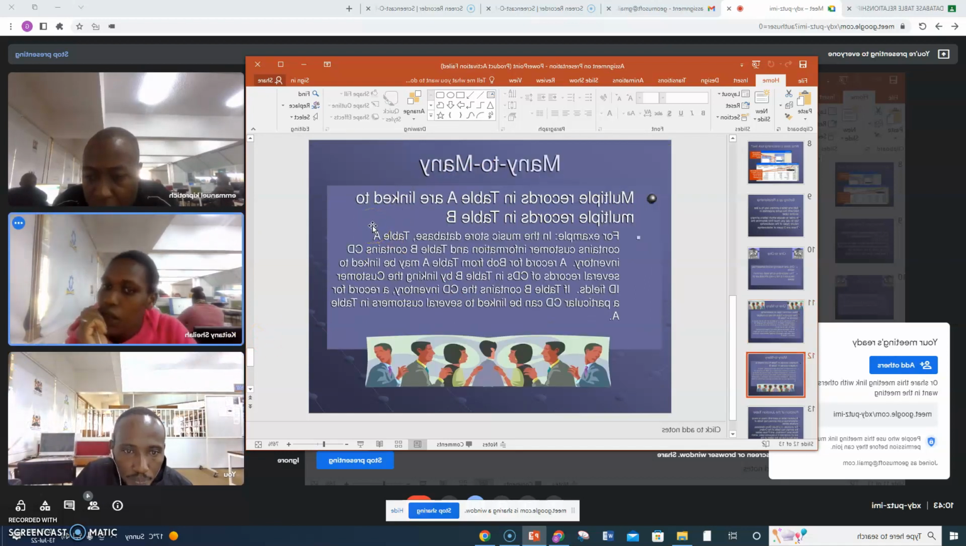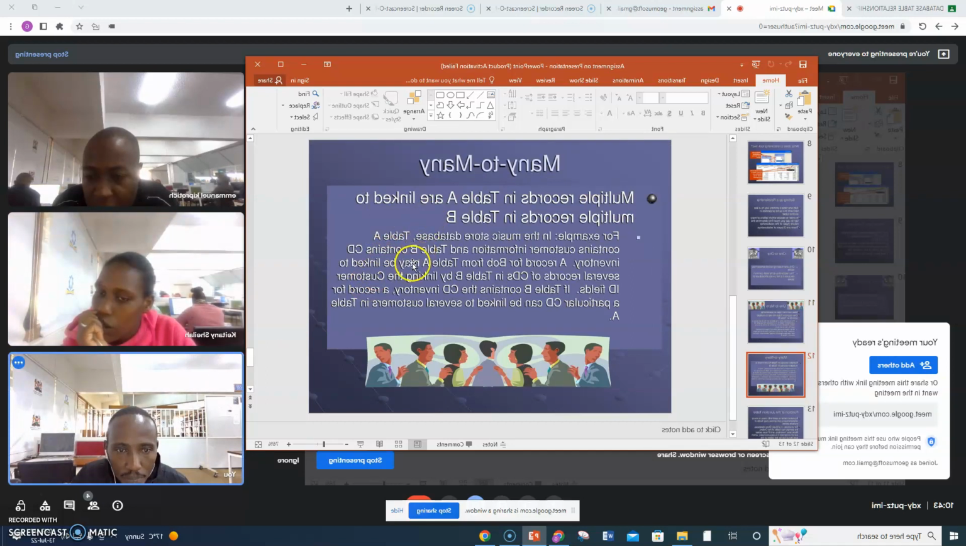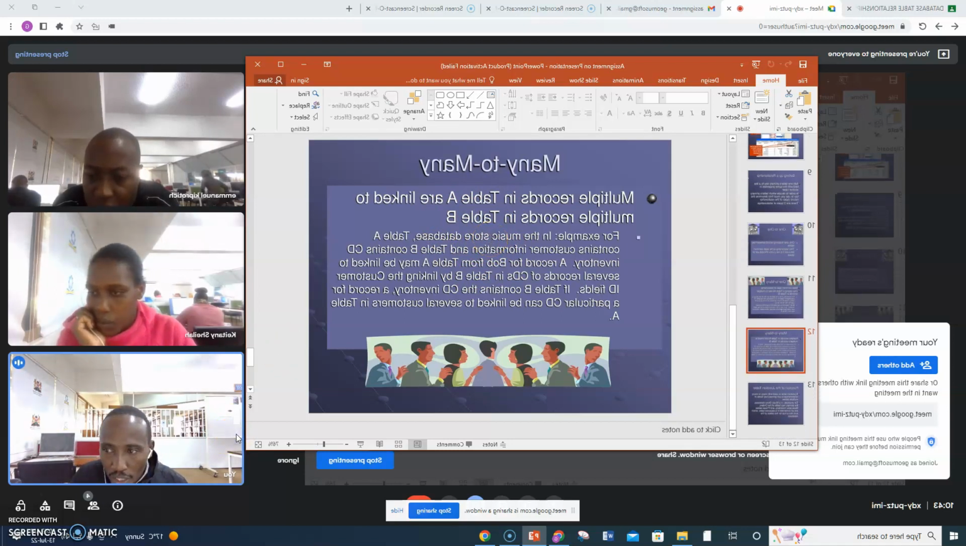Kaitani, what do you think a many to many relationship is? Correct. So several fields from table A are linked to several fields in table B. If that happens, then this is a many to many relationship. And this is the kind of relationship that is commonly used in many databases. But it doesn't mean that you can't use one to one. It's only that it's not common, but it is there.